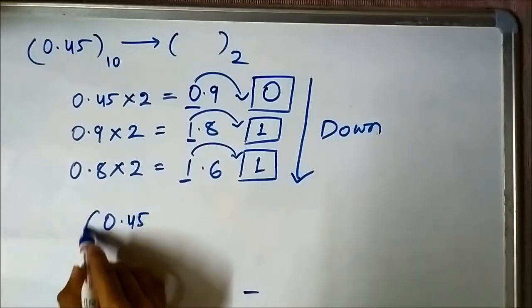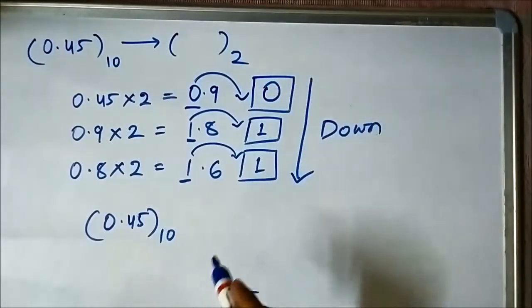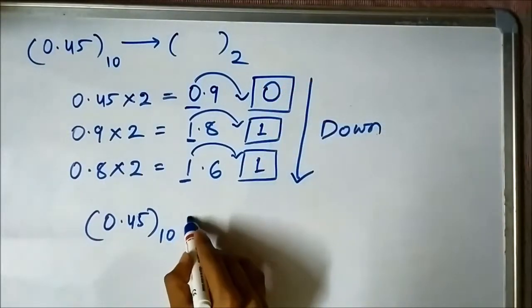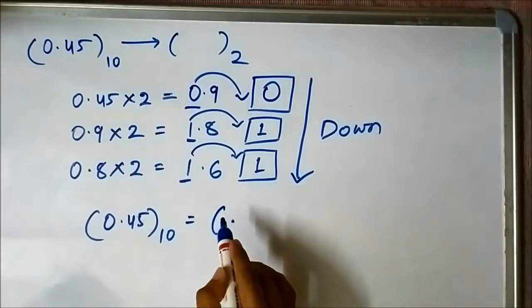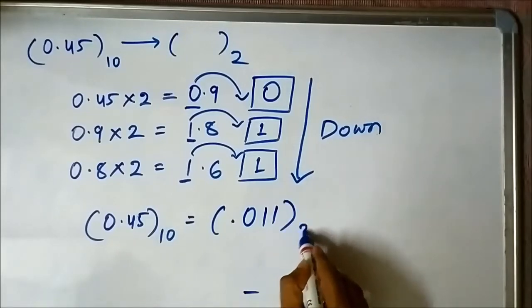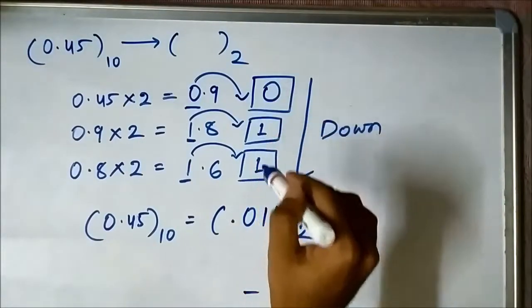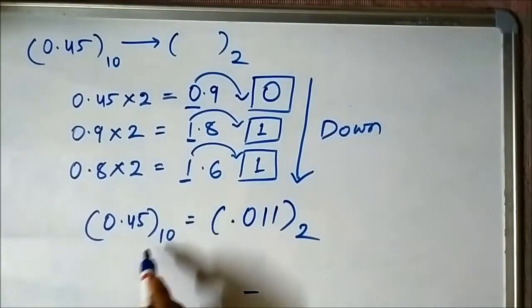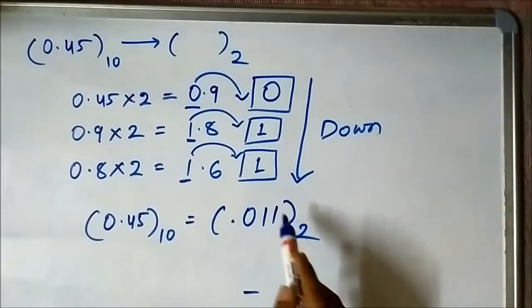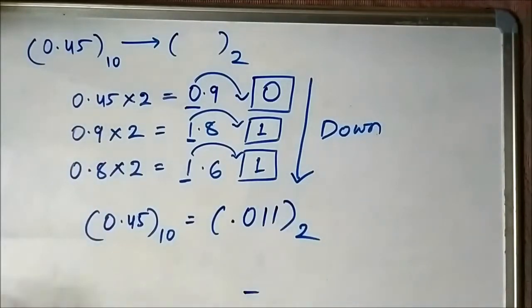So for 0.45 in decimal form, we proceed downwards and keep on noting these ones and zeros. It is 0, 1, 1, which is 0.011 in binary form. First comes 0, then 1, then 1, 0.011. 0.45 in decimal form is equal to 0.011 in binary form. So this is the way to convert a fractional decimal number into its binary equivalent.